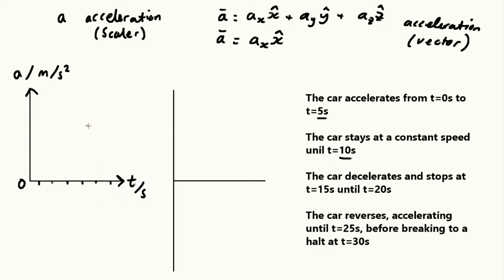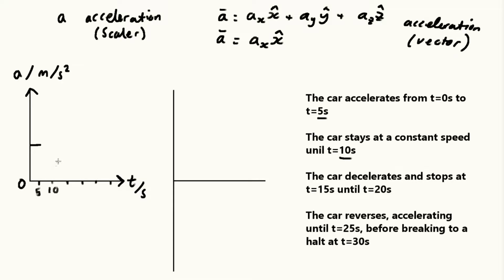Firstly, we can see that our car accelerates from t equals 0 seconds to t equals 5 seconds, which means we have a positive acceleration going from these two times. Let's mark on our 5-second mark first. Then we can draw a straight line for our constant acceleration. After this, the car stays at constant speed until 10 seconds. 10 seconds is this point here.